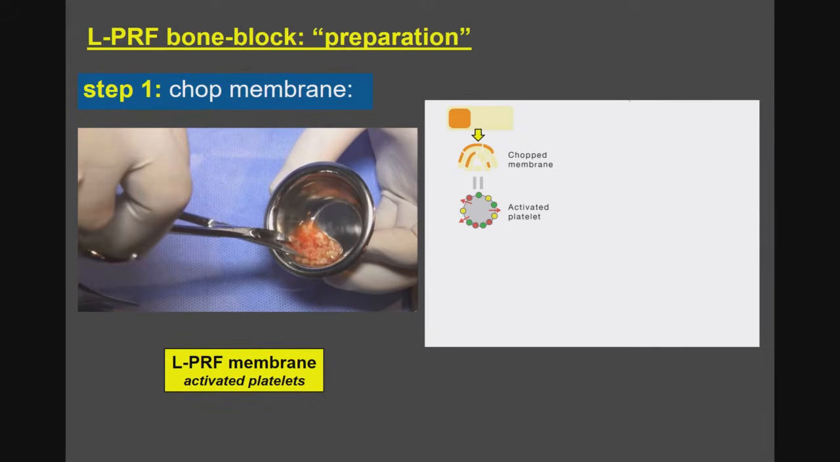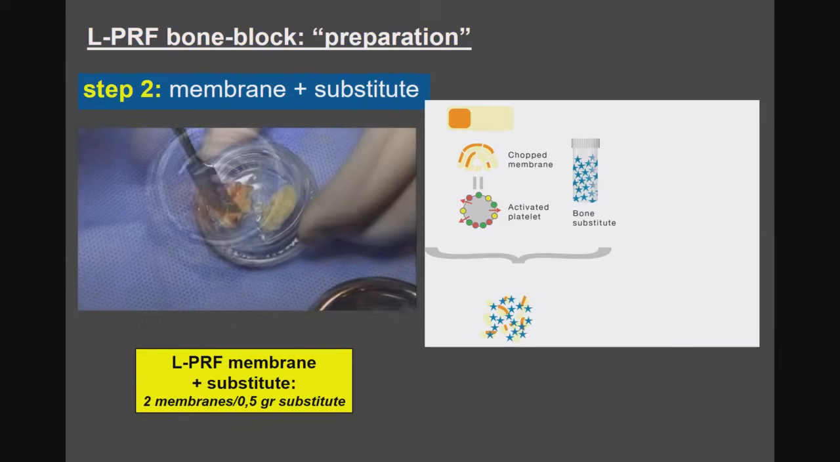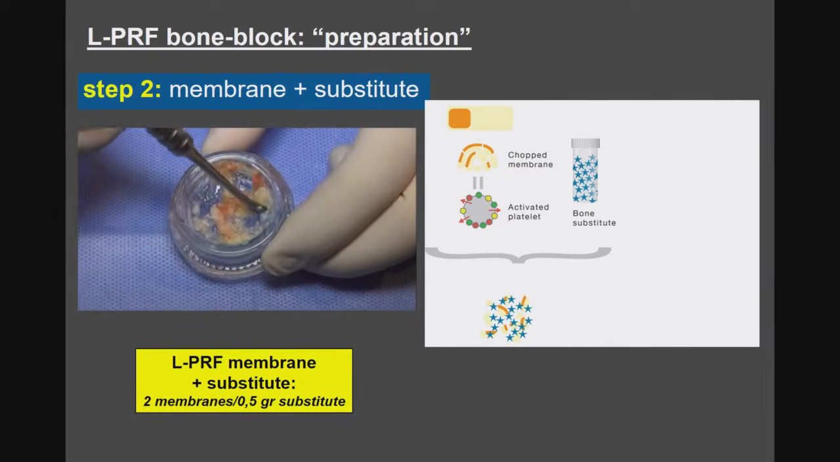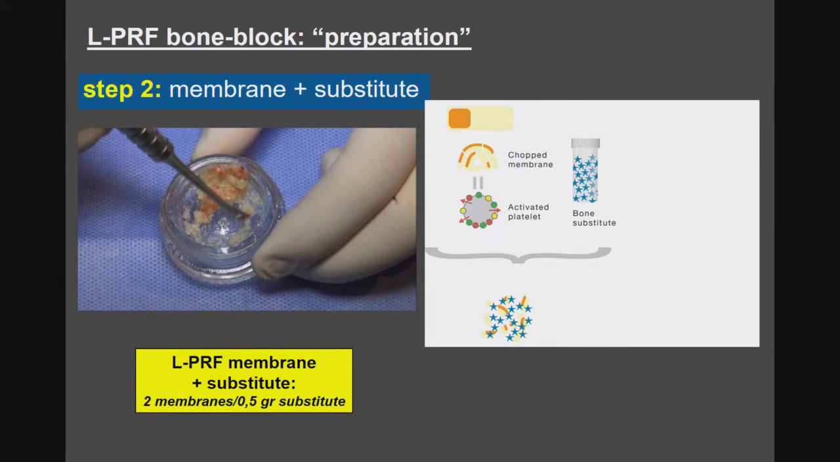First, you take 2 membranes, and you chop them in small pieces, really small pieces. Why? Because these small pieces of membrane, they contain a high concentration of activated blood platelets, and we need them a little bit later on. Then you take a bone substitute, and you make a homogeneous mixture. Normally, we would suggest you to use 2 membranes for half a gram bone substitute, 4 membranes for a gram, and so on. Volume-wise, it would be 50-50.